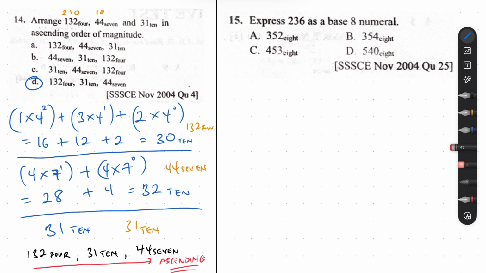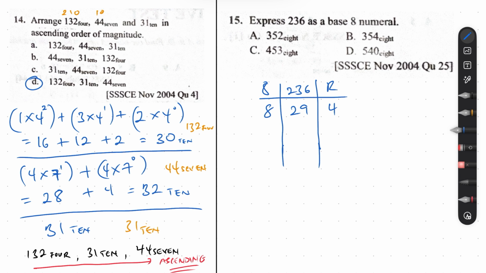Question 15 says express 236 as a base 8 numeral. So what it means, we need to convert to base 8. Okay, so let's do that. So we have our table, base 8, our number here, and then we have our remainder. Firstly, 8 will go into this 29 times, and then the remainder will be 4.